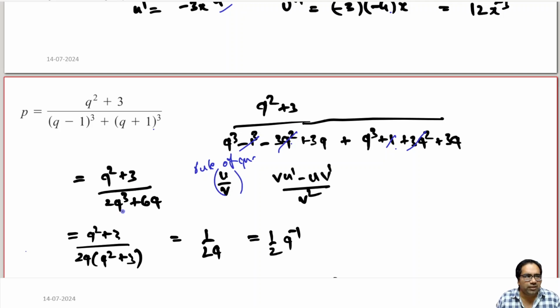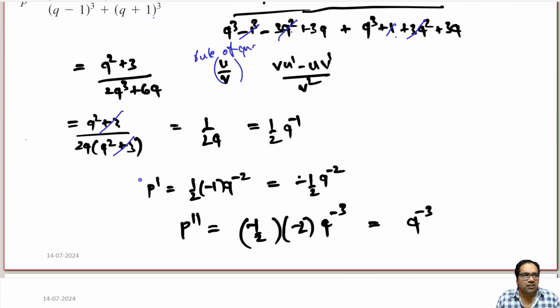Why? How? If we take 2q common, this becomes 2q times (q square plus 3), right? This is also there, and then we can cancel these two factors. So we'll be left with 1 by 2q, which is nothing but 1 by 2 times q power minus 1. Now it becomes very easy, right?